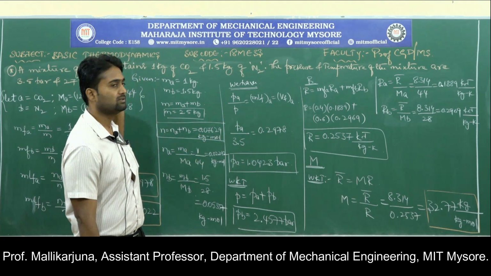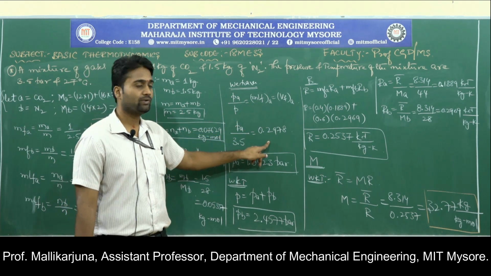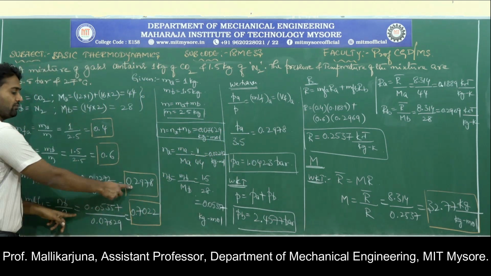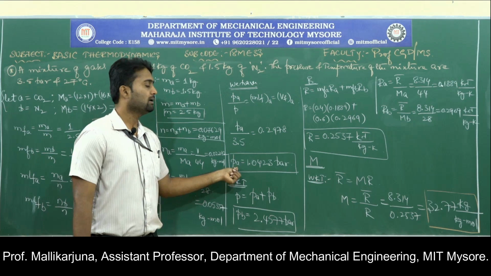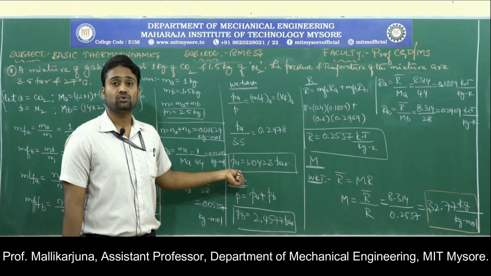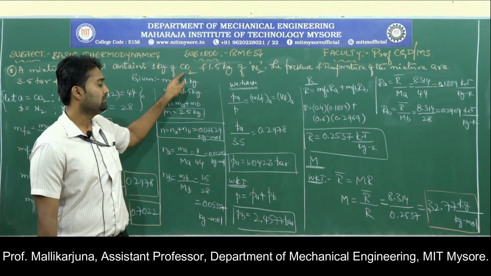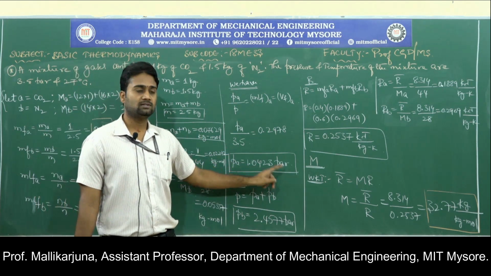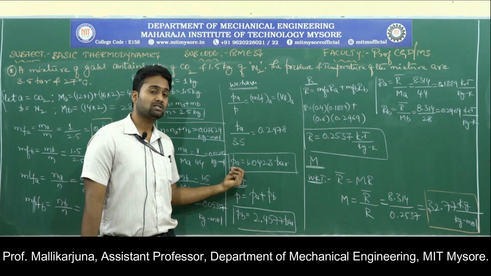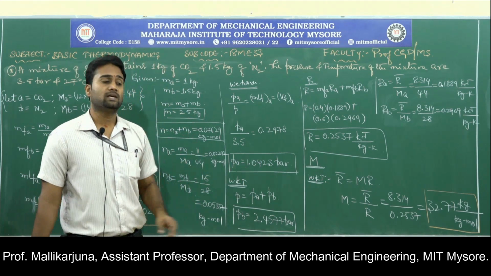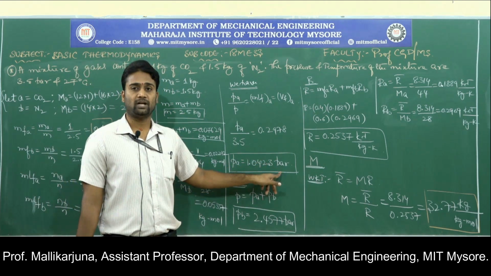P is given to us as 3.5 bar, which is equal to mole fraction of A. You have calculated mole fraction of A as 0.2978. Upon multiplying these two, you will get partial pressure of constituent gas A, which is nothing but CO2. So partial pressure of A is nothing but 1.0423 bar. What do you mean by this partial pressure of A? The CO2 is exerting this much amount of pressure.